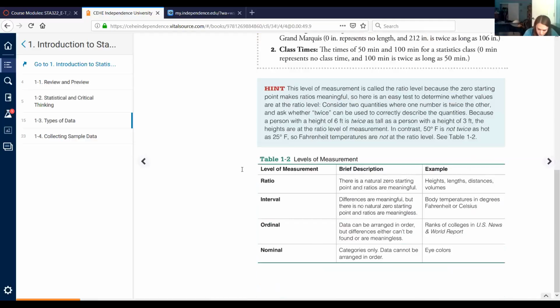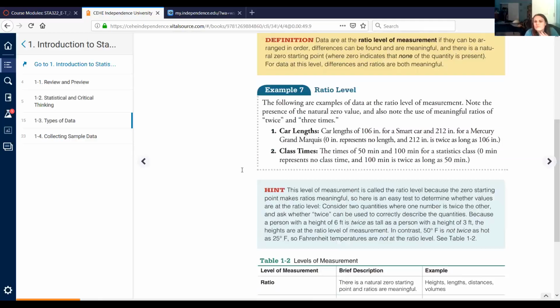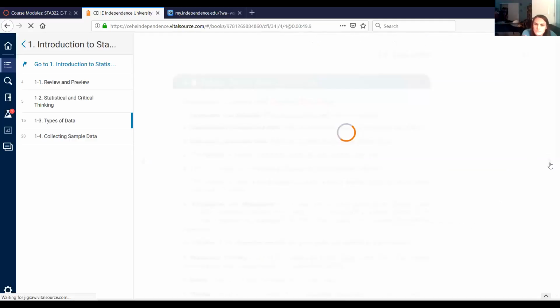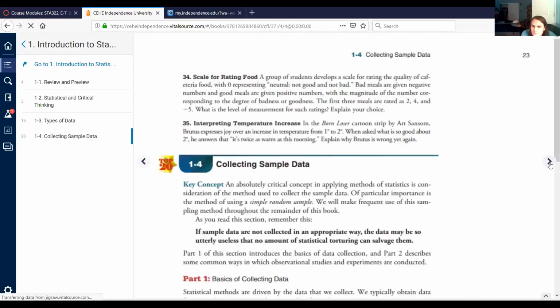We look at this table here. This is on page 20 of the Triola book. It shows ratio, interval, ordinal, and nominal. This little table can help you and give you some ideas. Again, I like this one, eye color. There's no order. It's an order of preference maybe, but there's no order. So let's keep running through these.